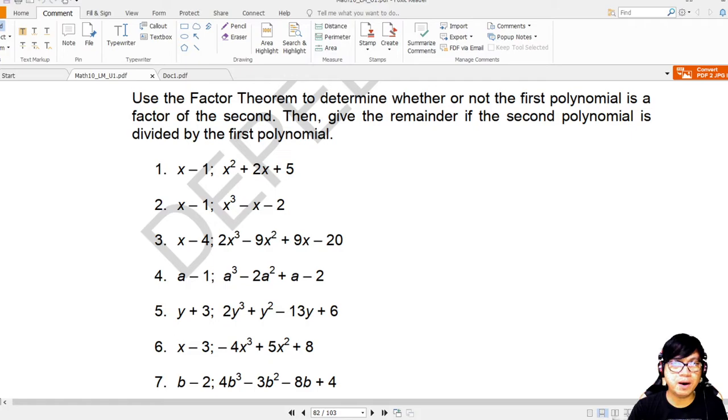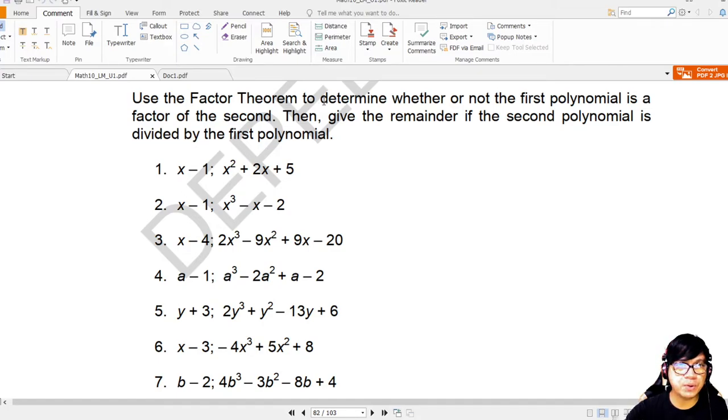Good day everyone! Welcome back to our continuation of our example on the remainder and factor theorems. Now, we're going to have another activity. We will answer the first 5 given polynomials here, then the last 5 will be your activity.